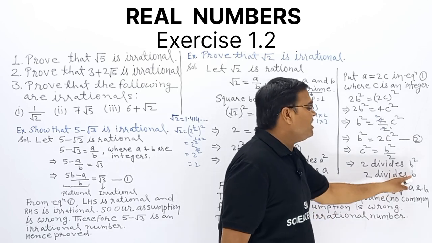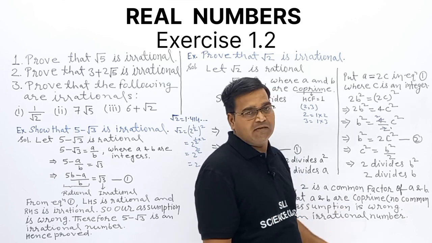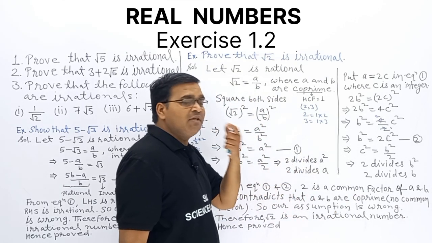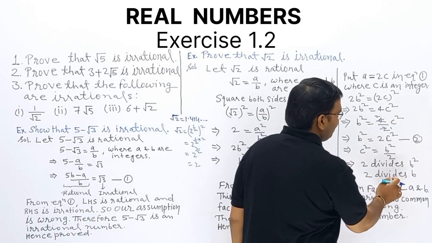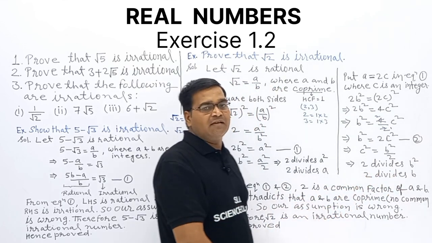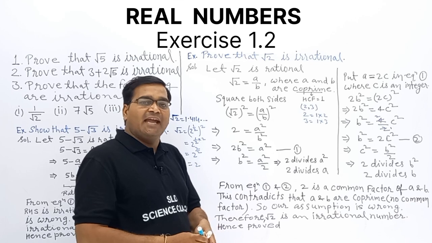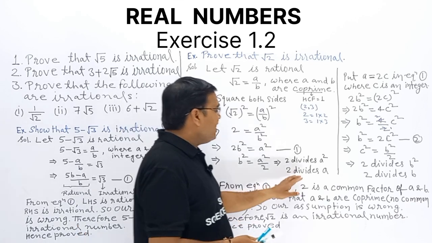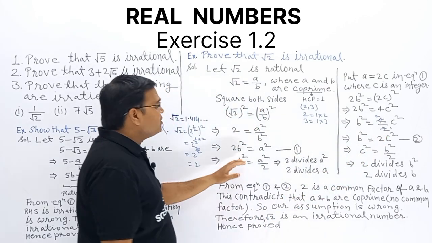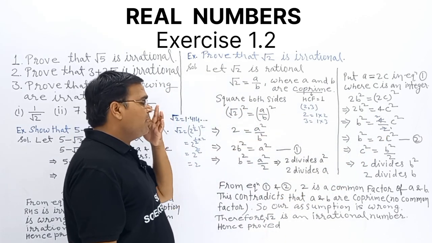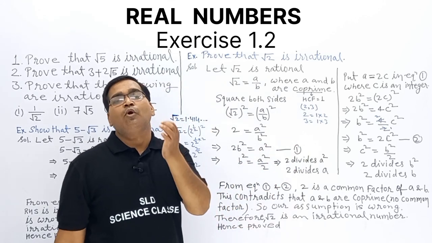It means B is also having one common factor. 2 divides A means A is having a factor, and from this equation we are showing that B is also having a factor. It means how can A and B be coprime? From equations 1 and 2, we are observing that A and B both are having a common factor.